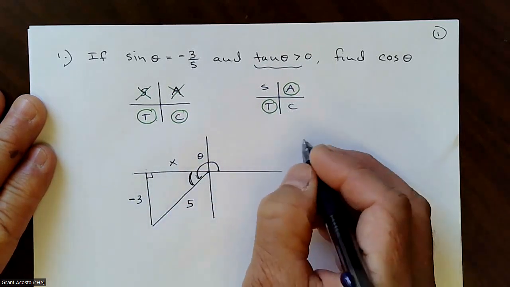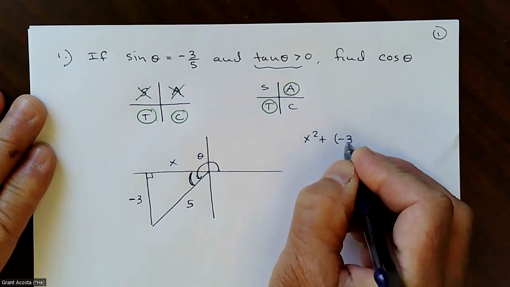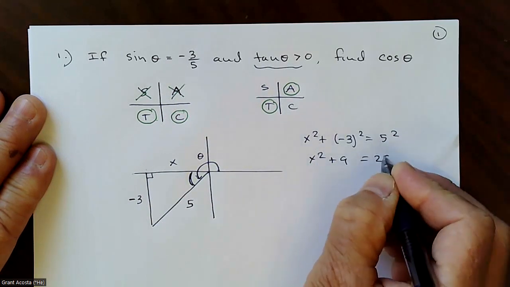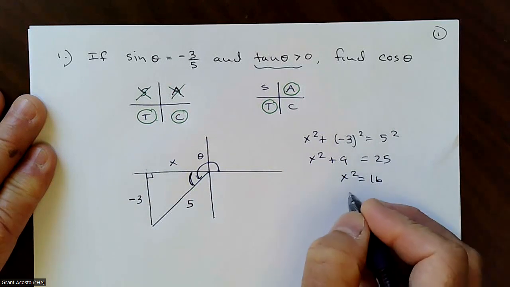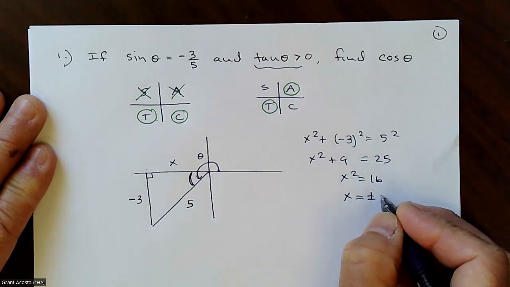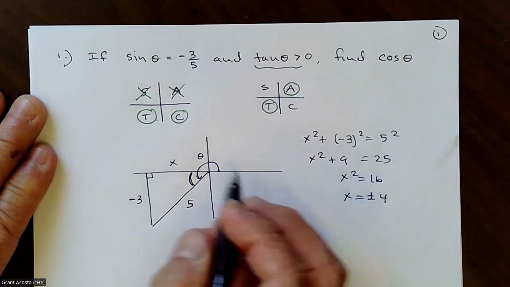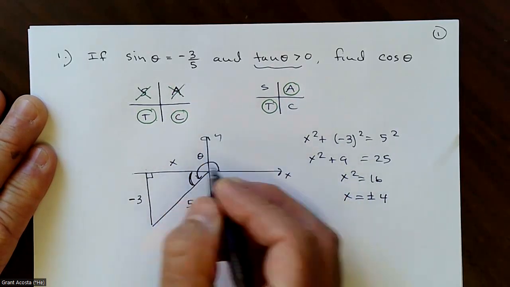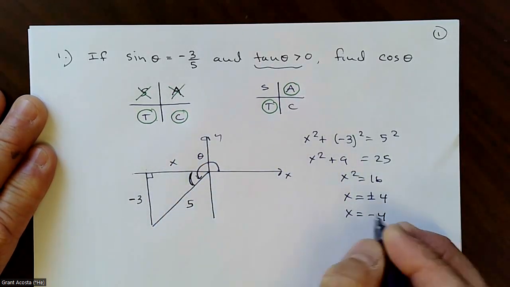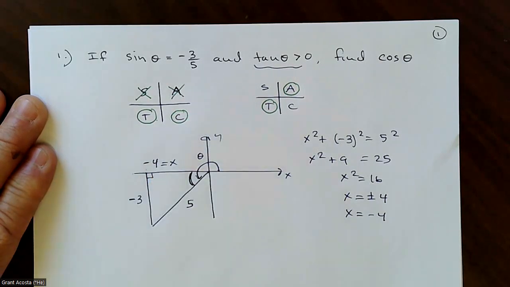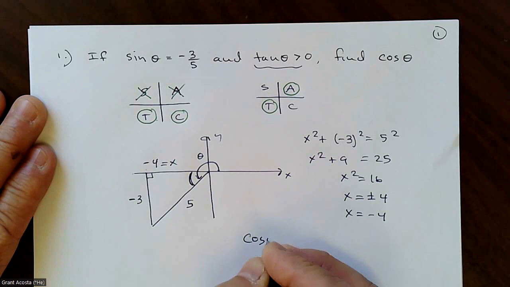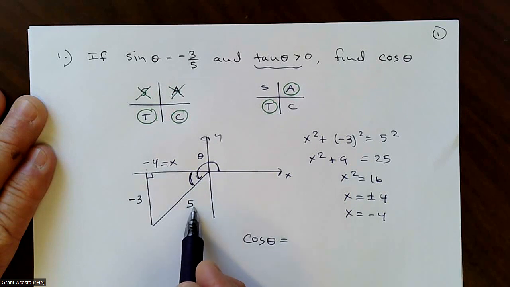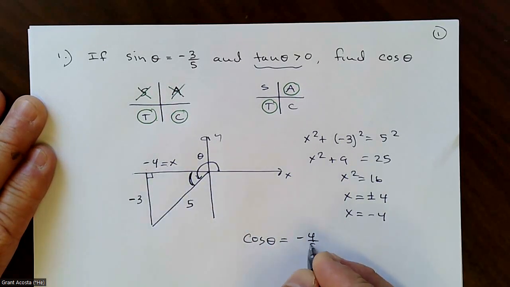Let me call it x for now. x squared plus -3 squared has to equal 5 squared. This gives me x squared equals 16. So technically x equals plus or minus 4, when you take the square root. And actually in this case, since x is going to the left, this is the x-axis, this is the y-axis, we're going to have x being -4. And now, once I know that side, I can answer my question. The cosine of theta is adjacent over hypotenuse, so it's going to be equal to -4/5.